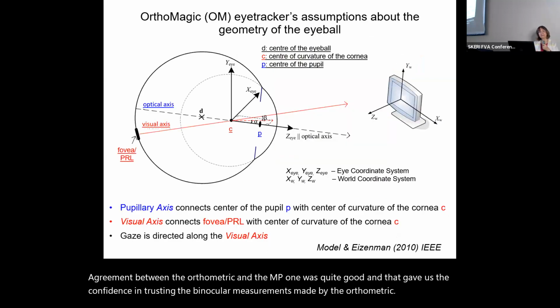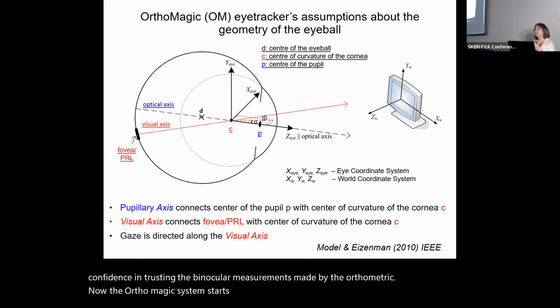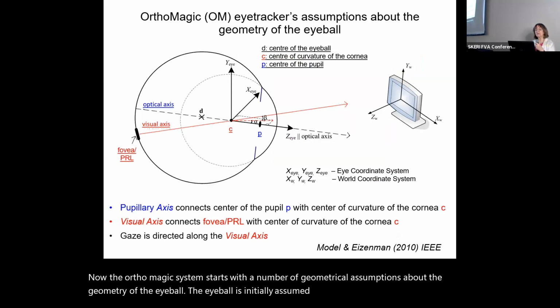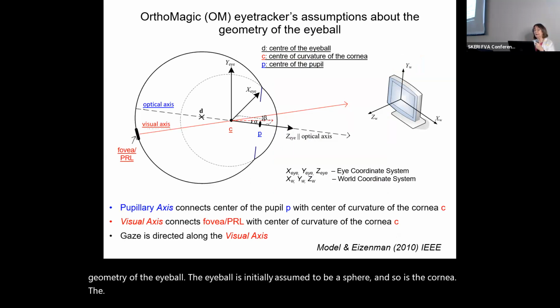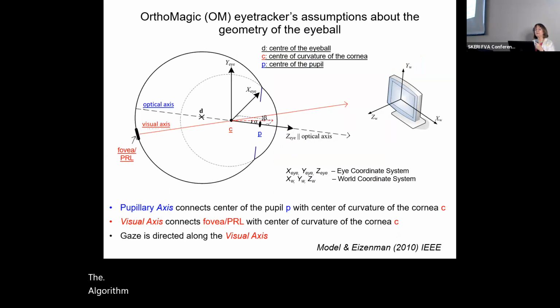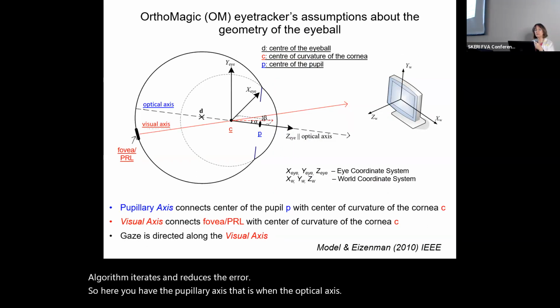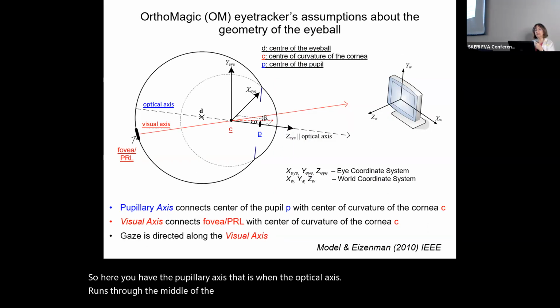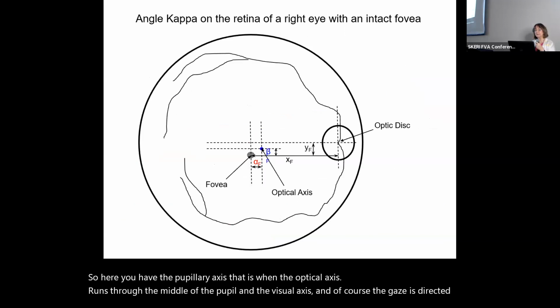Now, the Orthomagic system starts with a number of geometrical assumptions about the geometry of the eyeball. The eyeball is initially assumed to be a sphere, and so is the cornea. The algorithm iterates and reduces the error. So here you have the pupillary axis, that is the optical axis running through the middle of the pupil, and the visual axis, and of course gaze is directed along the visual axis.